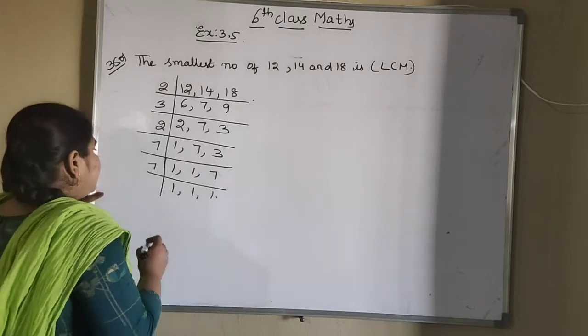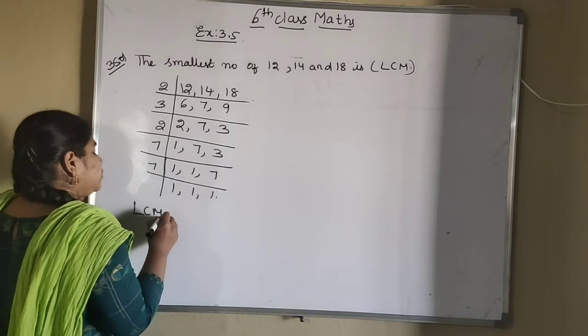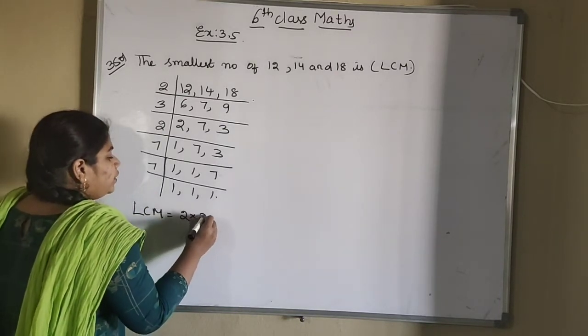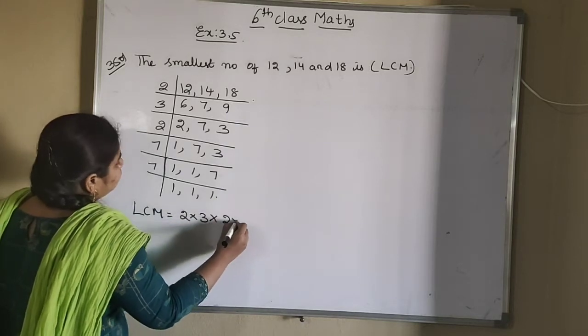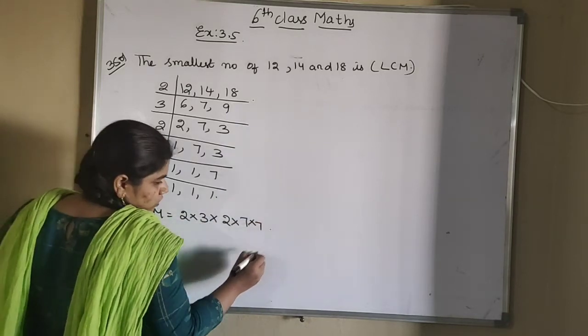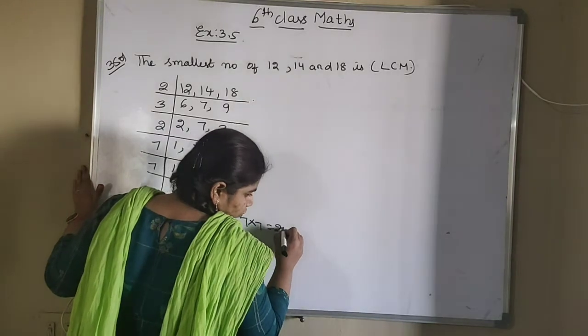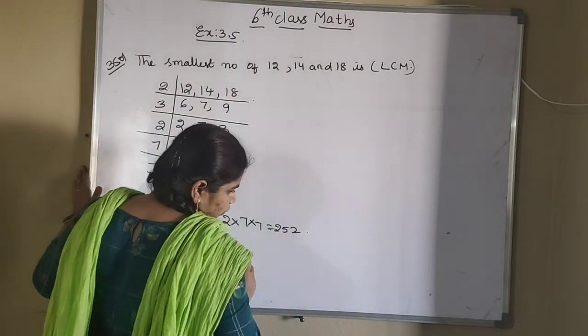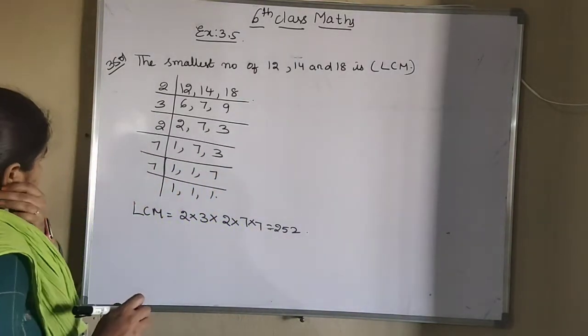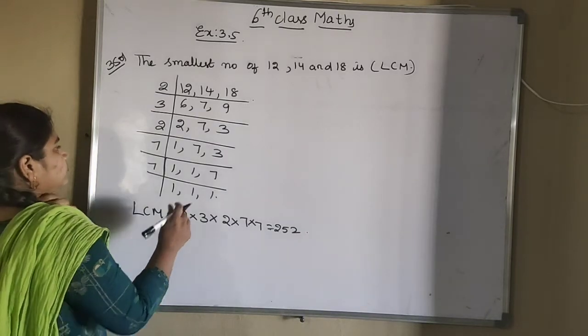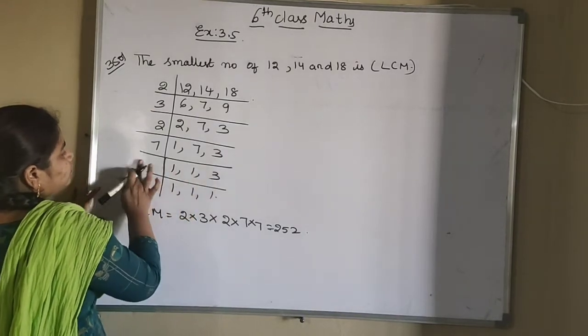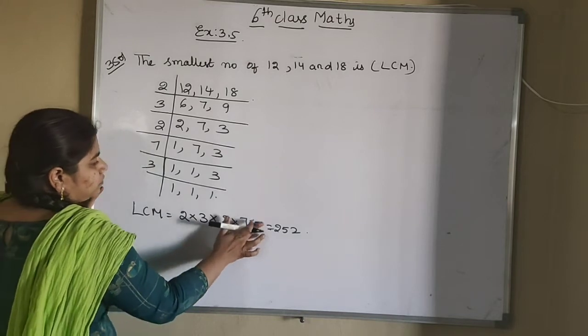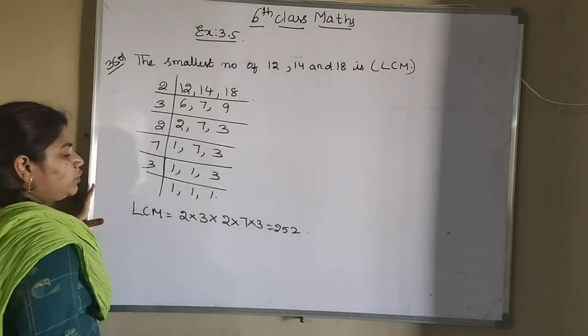So what is the LCM you got here? LCM is equals to 2 into 3 into 2 into 7 into 3. So that will be how much? 252. So if you multiply this, sorry, here 3. So that will be 252.